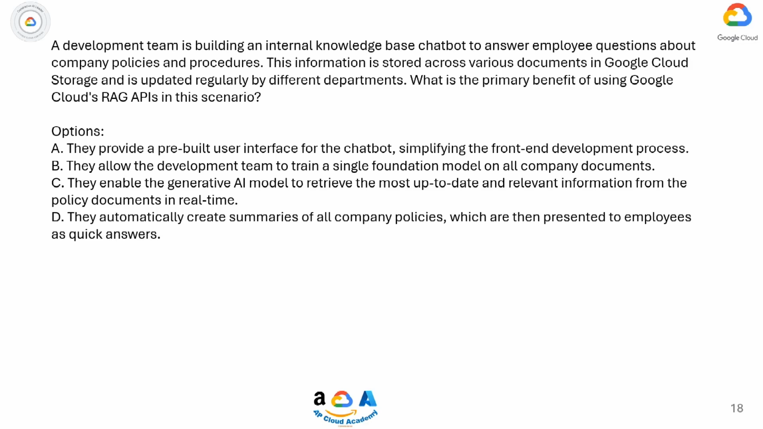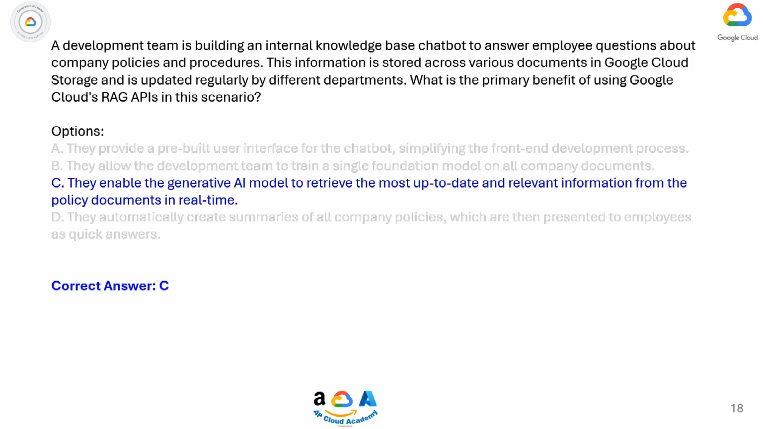Options. A. They provide a pre-built user interface for the chatbot, simplifying the front-end development process. B. They allow the development team to train a single foundation model on all company documents. C. They enable the generative AI model to retrieve the most up-to-date and relevant information from the policy documents in real time. D. They automatically create summaries of all company policies, which are then presented to employees as quick answers. Correct answer, C. They enable the generative AI model to retrieve the most up-to-date and relevant information from the policy documents in real time.